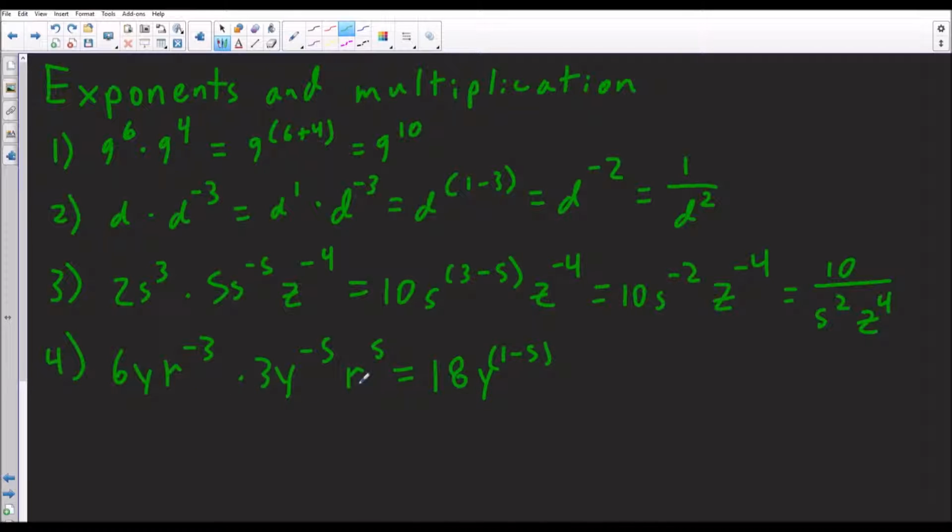And then we look at the r's. There's r to the negative 3, so it'll be r to the negative 3 plus 5, because the 5 is on the second term. So then we just simplify it more. We have 18y to the 1 minus 5, so negative 4. And then we have r to the negative 3 plus 5, so it'll be r squared. So then our final simplified version would just be 18 r squared divided by y to the exponent 4.